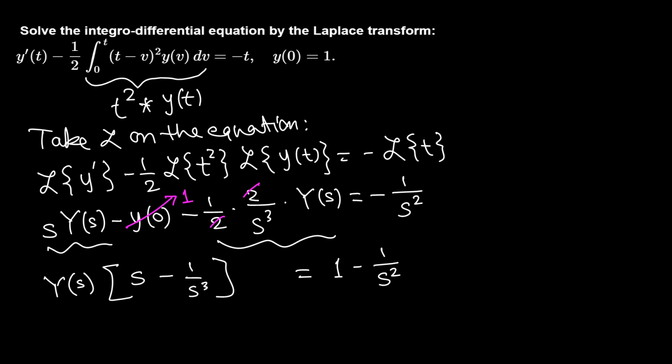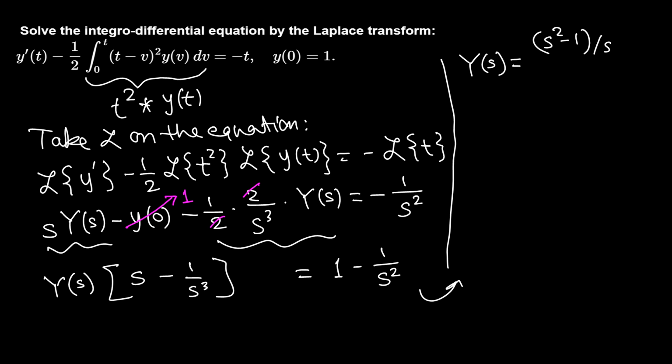Now we need to divide this by this to isolate Y. So in the next step, uppercase Y, the Laplace of lowercase y, is equal to this divided by this. We can combine these two terms, and we can combine here as well. This is s squared minus 1 over s squared on the top, divided by this, which is s to the 4th minus 1 all over s cubed. I combined these two terms and divided by this.